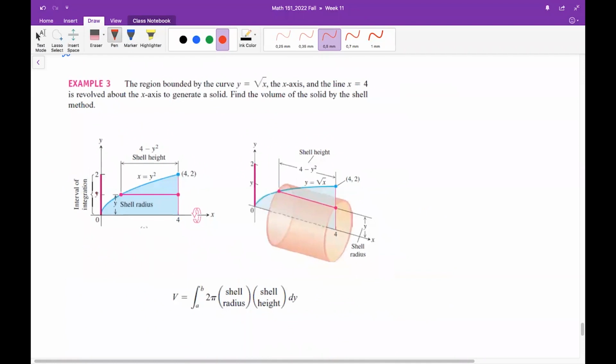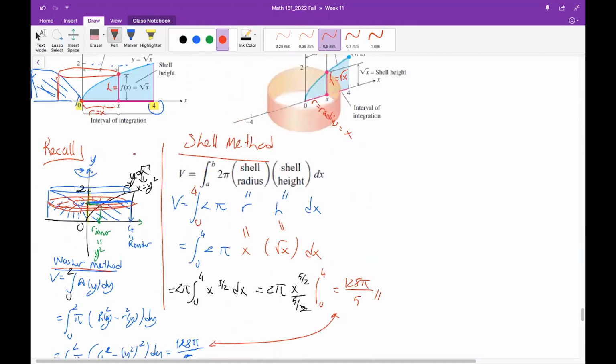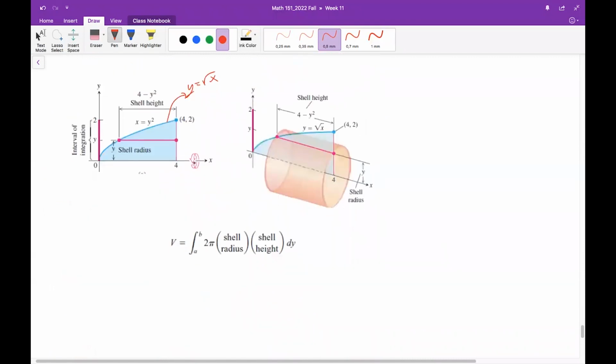This time, we choose this curve. It is the same curve, y equals square root of x, just written in terms of x equals something. We are revolving the same region that we used in the previous example, not around the y-axis, but around the x-axis. Revolve around the x-axis, so you can imagine what will happen, right? After you revolve it, you will obtain something like this, right?